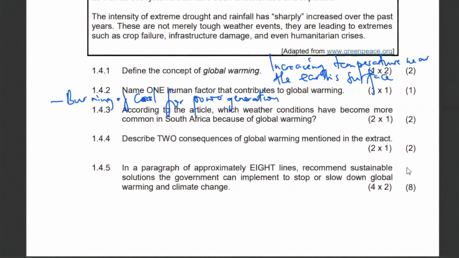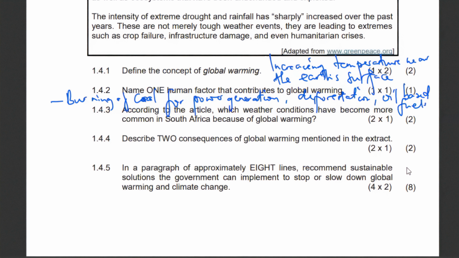Then you can also look at other things like deforestation. If you're cutting down trees, it is going to contribute towards global warming. And also, if we look at the burning of other fuels, the oil-based fuels for transportation, they also contribute towards global warming. The burning of oil-based fuels like petrol, diesel, all those fuels.